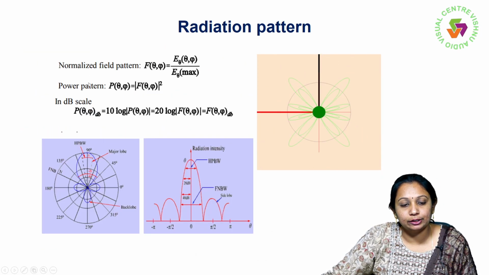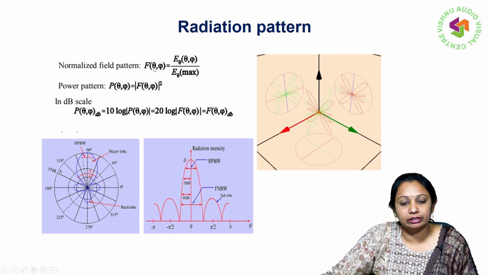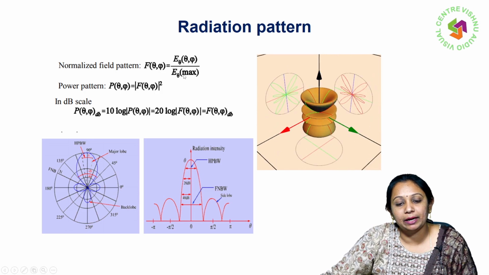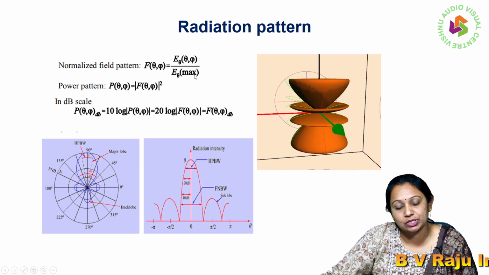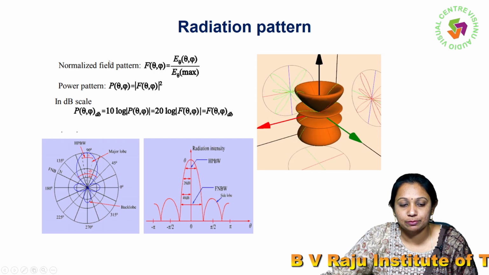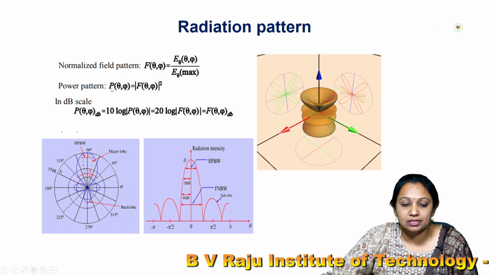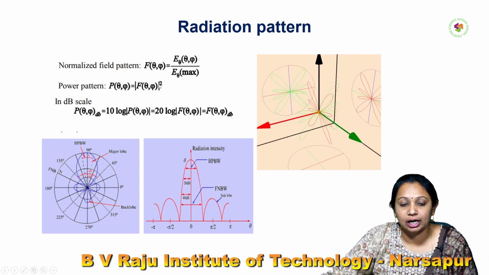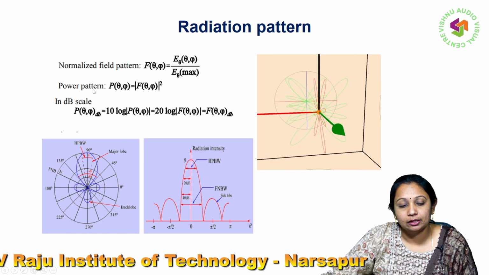For the normalized field pattern, f of theta comma phi is equal to E of theta comma phi divided by E theta max, where E theta max is nothing but the electric field in the maximum direction. This is the expression for the normalized field pattern. Then the power pattern P of theta comma phi is equal to f of theta comma phi whole squared. This can be represented in dBs.